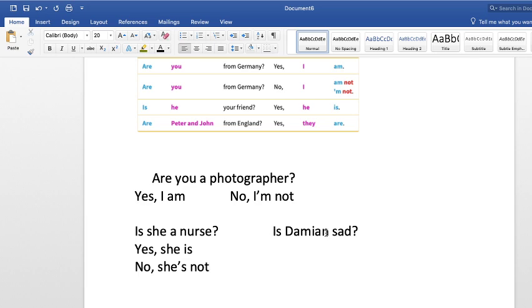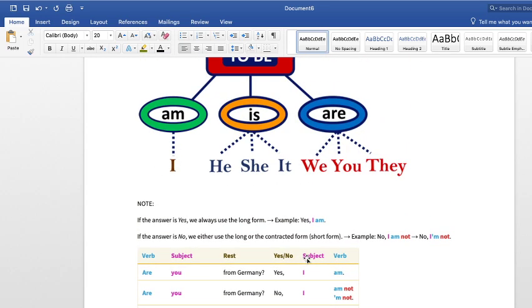Is Damien sad? We can say yes, he is, and I use he because Damien is a man. But if your answer is no, you need to put no, he is not, or you can use the other way, no, he isn't, right? So this is basically how we answer a question using the simple present of the verb be.